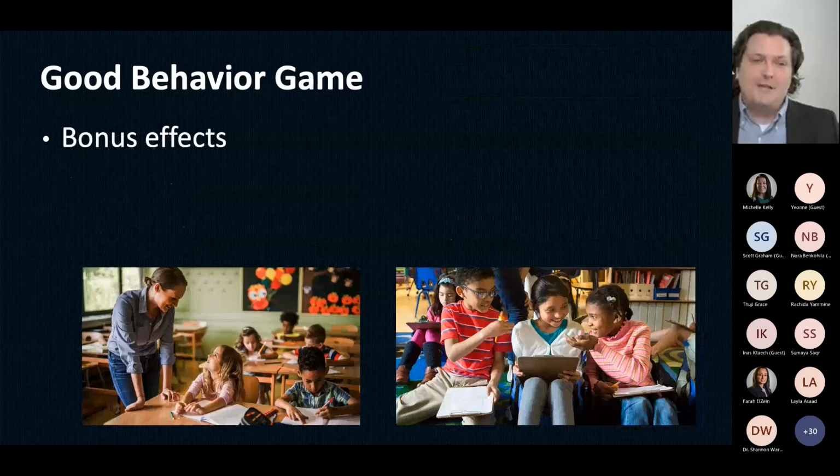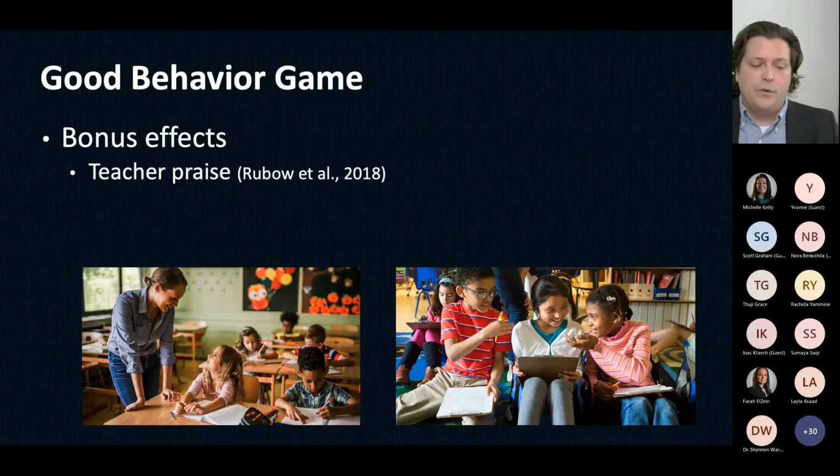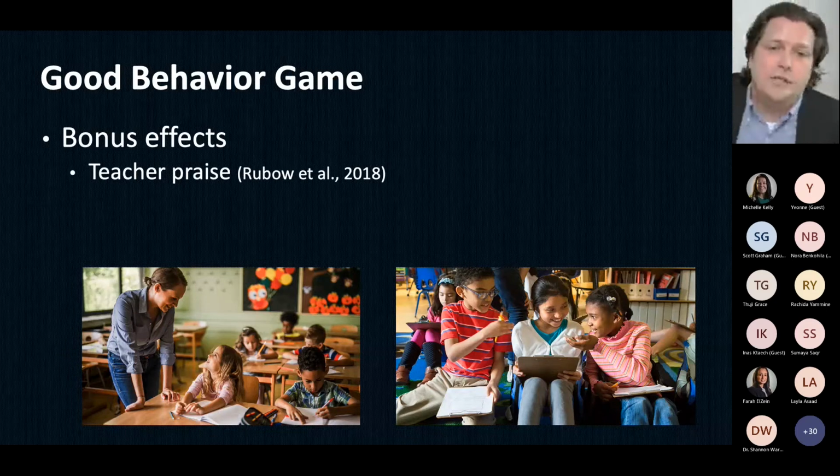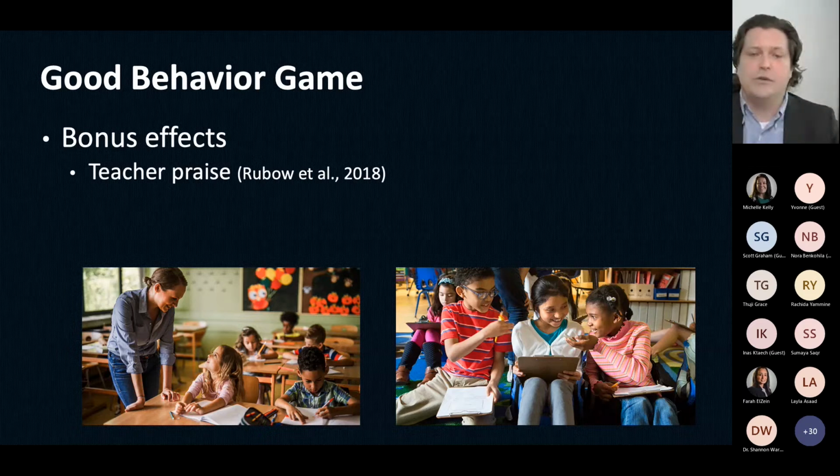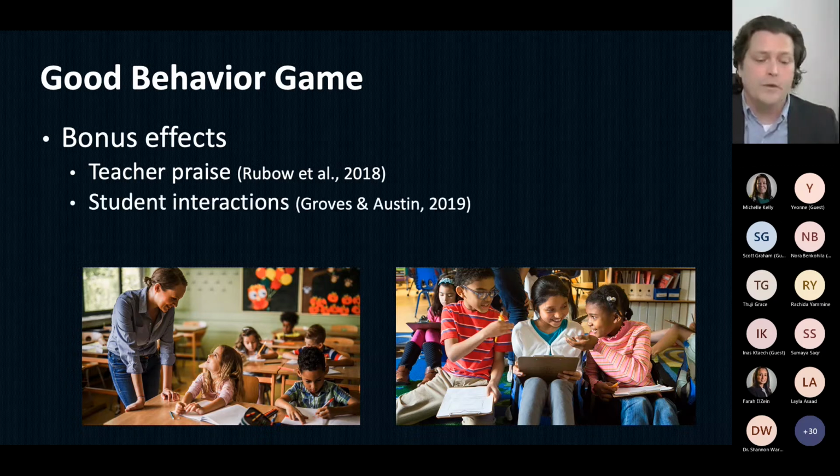So in addition to the immediate outcomes and the longitudinal effects, there are these bonus effects, if you will. So these are desirable outcomes that are not necessarily targeted or intended to be targeted by the game. So teachers that implement the good behavior game will increase the amount of praise that they deliver to students just as a side effect. So the students are engaging in more appropriate behaviors and fewer inappropriate behaviors, and this results in increased opportunities for teachers to deliver praise, which they do.